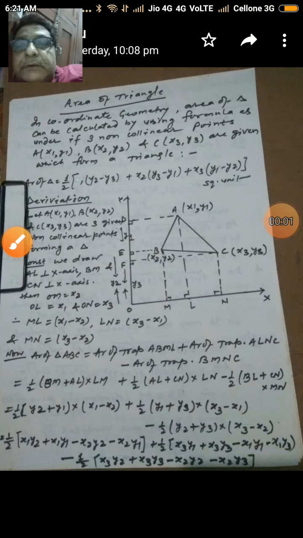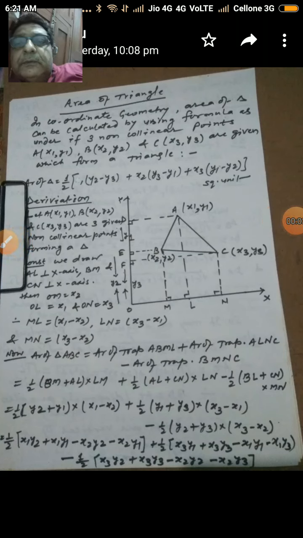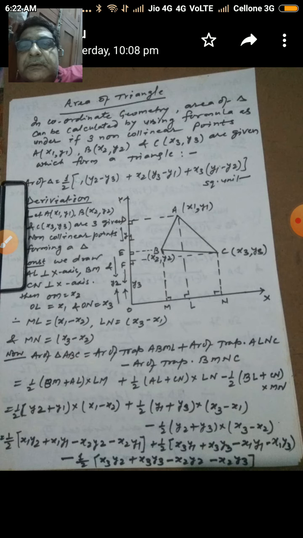Welcome students. Today in this video we will share our ideas related to the area of a triangle for class 10 under the coordinate geometry topic. So let us see how the area of a triangle can be obtained in coordinate geometry when 3 points are given. Undoubtedly they will be non-collinear, only then will a triangle form.